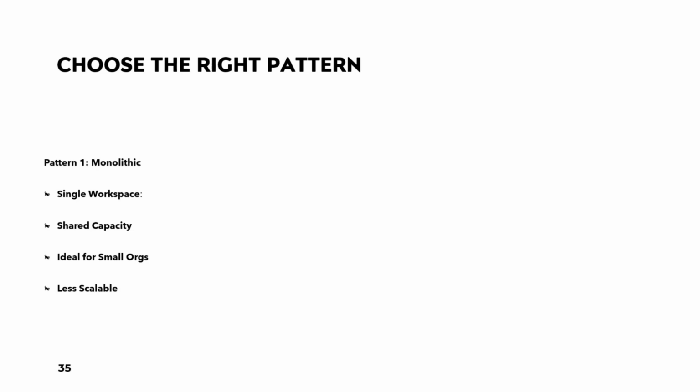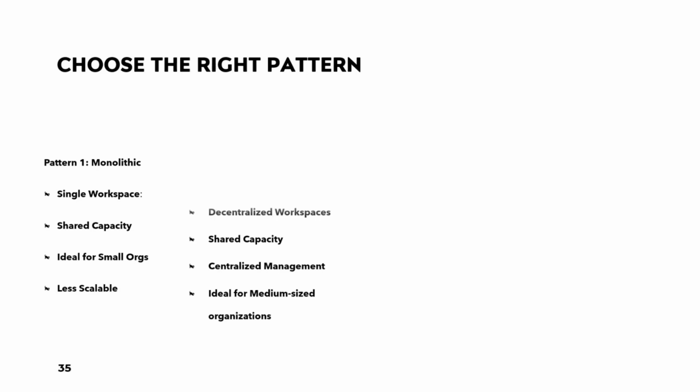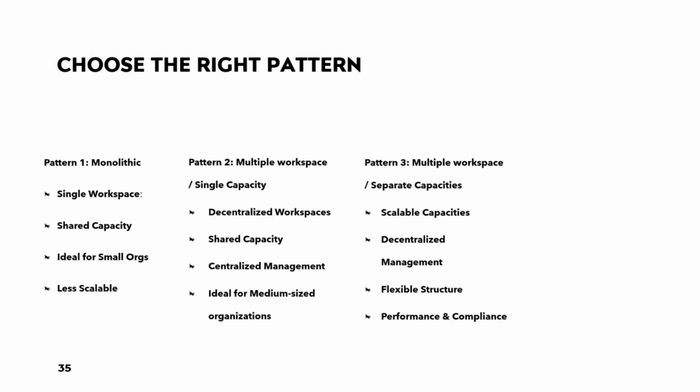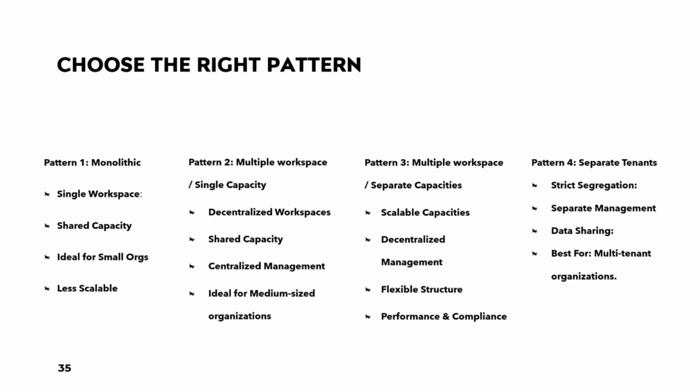So we have our monolithic, and those are some ideas beneath it that we understand. We have our multiple workspace, single capacity. We have multiple workspaces, separate capacities, and of course, we have our separate tenants. So let's star these out, okay? So monolithic, I'm giving it a 1 star out of 3 because it's not very flexible. It doesn't give us the options we want.